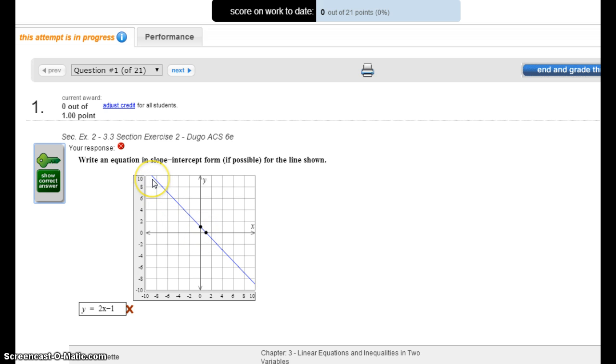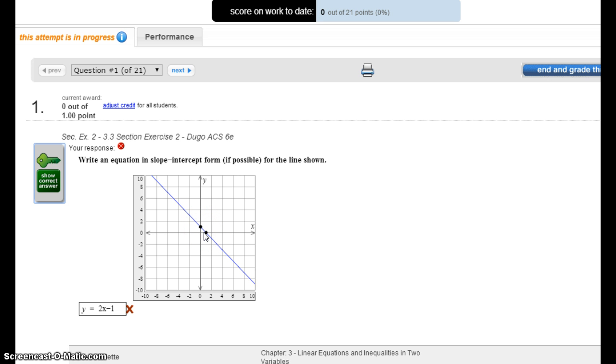To tell if a line is negative or positive, look at the line for the slope, negative or positive. Look at it from left to right. So if you travel along this line from left to right, you go downhill. Going down is negative. So this line will have a negative slope. If the line was going uphill from left to right, it's a positive slope. Downhill negative, uphill positive.